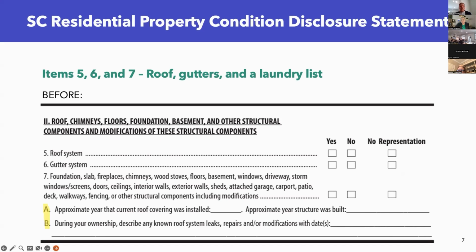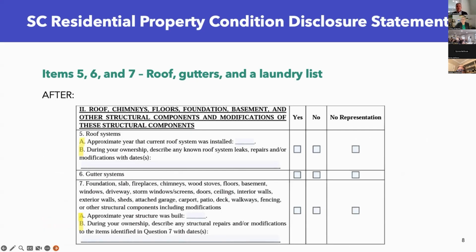repairs to the roof. Now, let's move ahead and see what it looks like now, because there are now 4 questions asked. The first one, year the roof was put on, that's the same. Second one, any roof leaks, repairs, or modifications, that's the same. Third one, approximate year the structure was built, that's the same. What's changed? During your ownership, the last one, describe any structural repairs or modifications to the items identified in 7.